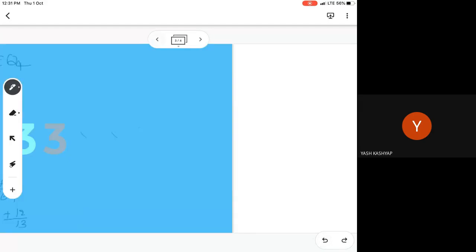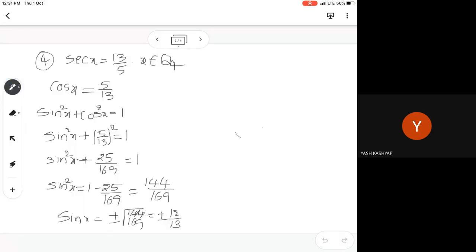So if you get a sin x, as x belongs to the fourth quadrant, since x belongs to the fourth quadrant, what are you going to get? Sin x is equals to, can you say, anyone?